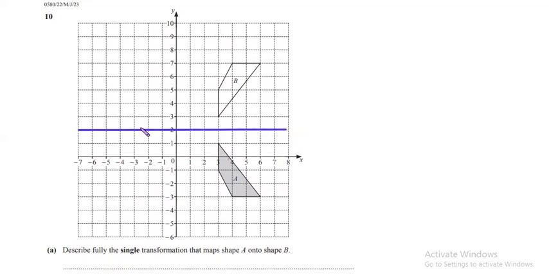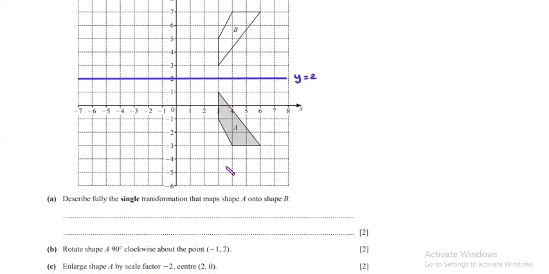The line is y is equal to 2, because the straight line that we have drawn here goes through the y-axis at 2. So when we explain it, we say this is a reflection in the line y is equal to 2. The next one is to rotate the shape A. This is not a triangle, I'm sorry. This is a quadrilateral. This is rotated 90 degrees clockwise about the point -1 and 2.